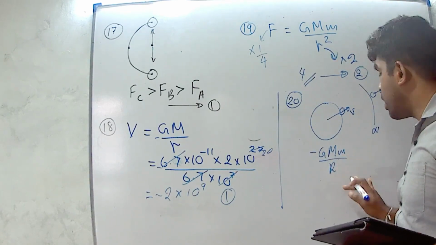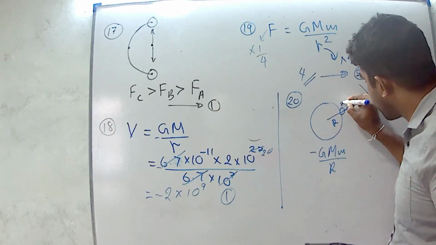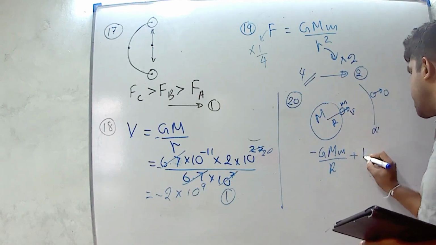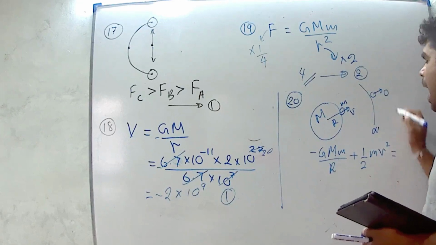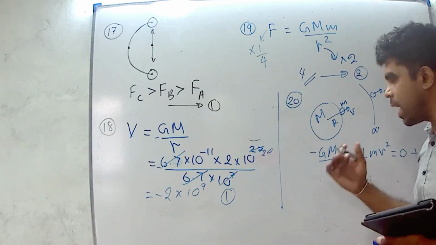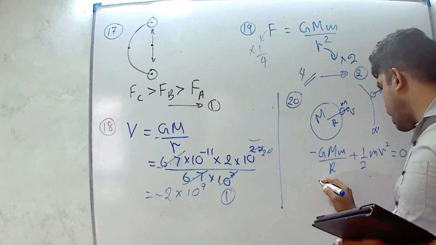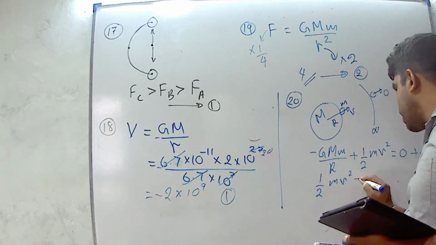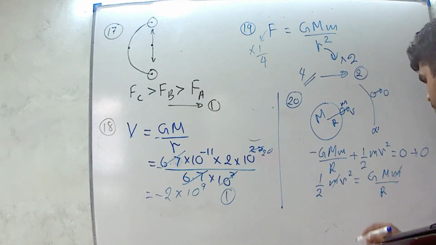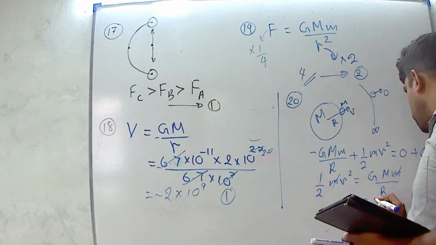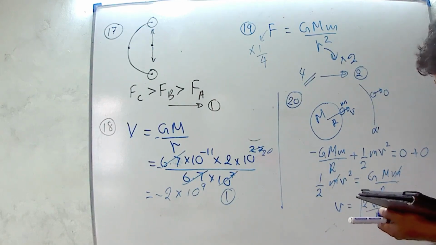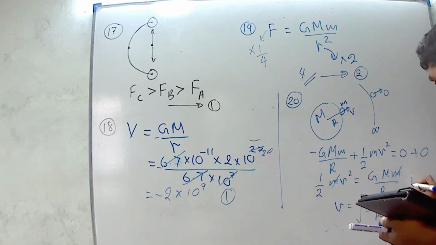So GMm over r, where r is the radius, the mass of this object is small m, and the mass of the planet is capital M. Plus there is a kinetic energy, half mv squared. At infinity, potential energy is 0, and kinetic energy also should be 0 for the corresponding escape velocity. Then we can bring this term to the right hand side. Half mv squared equals GMm over r. We can cancel out one m term. Then the escape velocity is root of 2GM over r. Then the answer is 1 for question number 20.